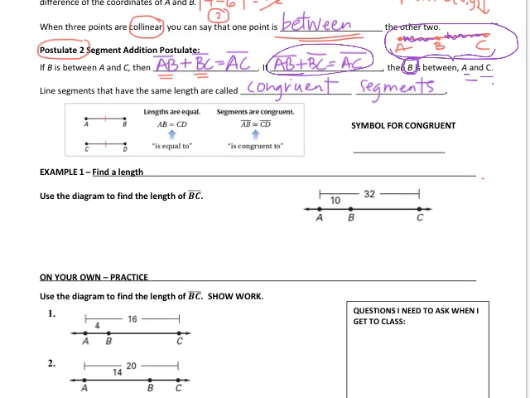All right, let's take a look at the next sentence. It says that line segments that have the same length are called congruent segments. And I do want you to write this symbol down for the word congruent. In geometry, there are many, many symbols.